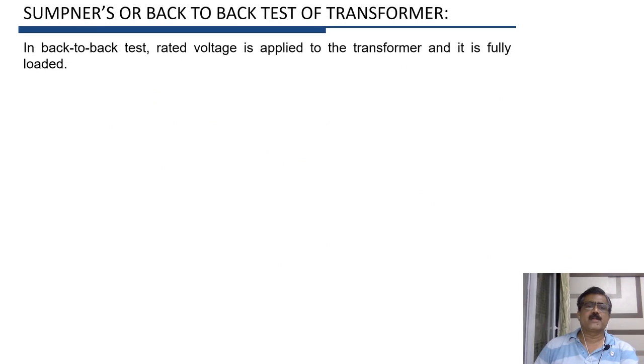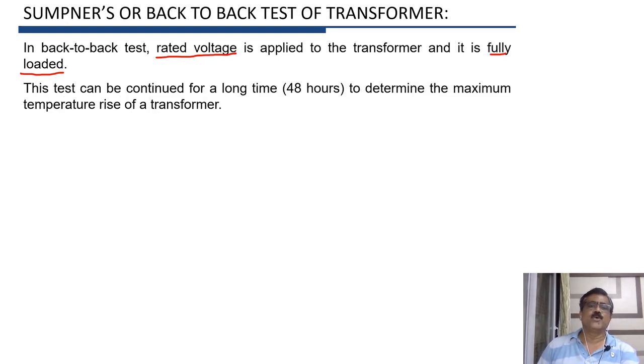In back-to-back test, the voltage applied to the transformer is rated voltage. At the same time, the transformer is fully loaded, means current through primary as well as secondary is equal to the full load current. And therefore, the test can be utilized to determine the maximum temperature rise of a transformer.